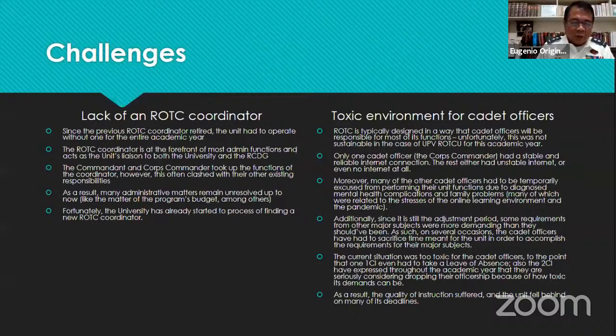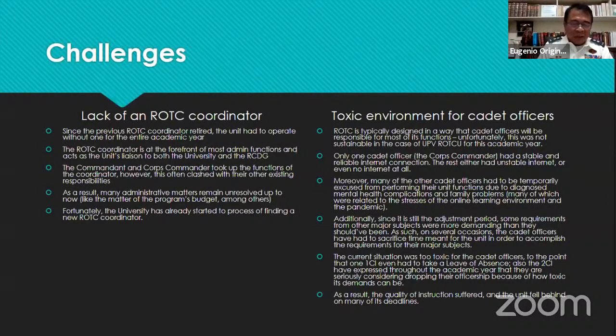There are so many requirements to be submitted because the system at UP Visayas is that we spend first, then refund. Meaning, we spend money from our own pockets, then we present to them the receipts for refund. It's very hard. It's the commandant, the staff, and sometimes the cadet officers that contribute in order to spend for the activities of the unit.